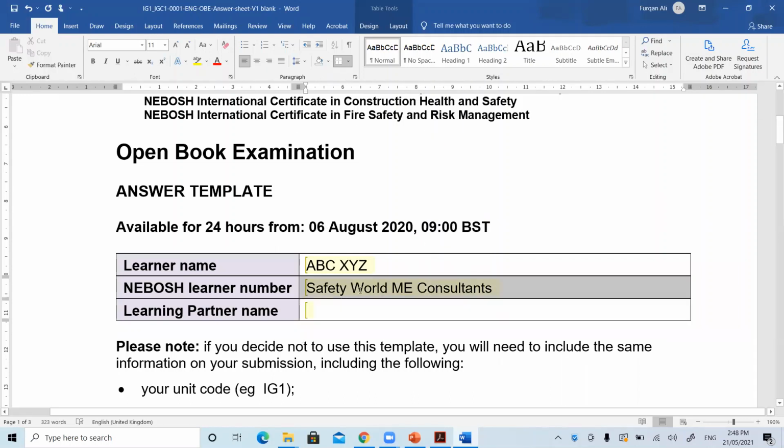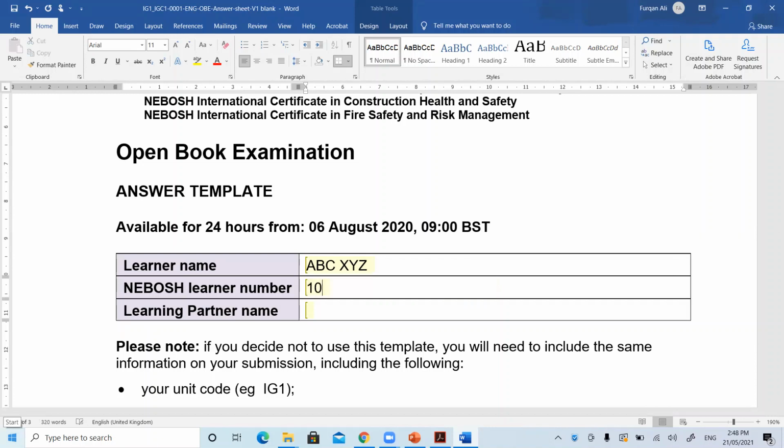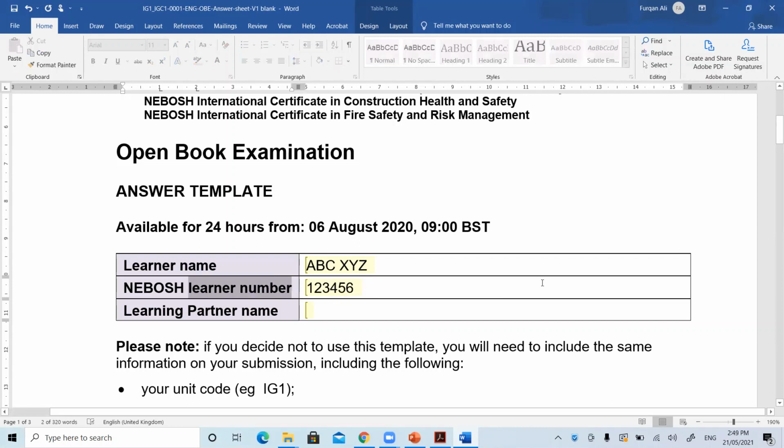This is your NEBOSH learner number. Your NEBOSH learner number will be 100123456, whatever the number is. This learner number, guys, you will receive from NEBOSH around 10 or 12 days before the exam. This will come with your registration email. The learner number will be sent to you by email, at least 10 to 12 days before the exam. So whatever your learner number is, you can type it here.